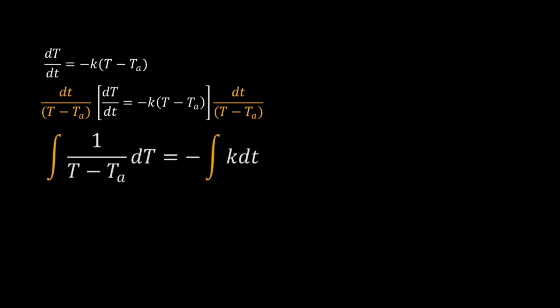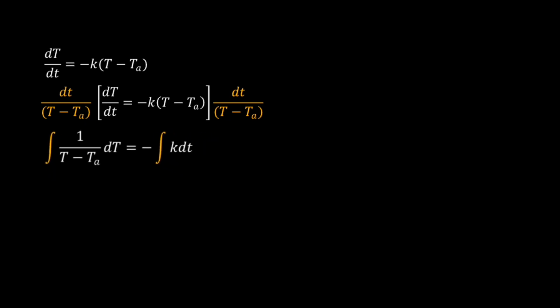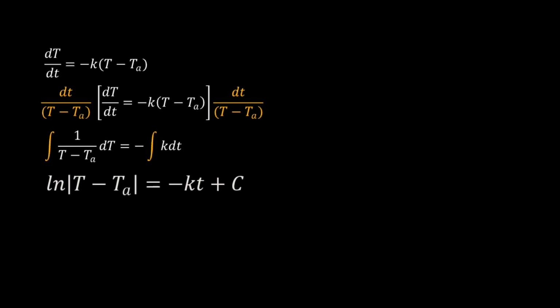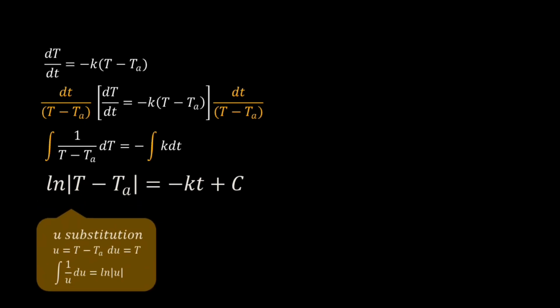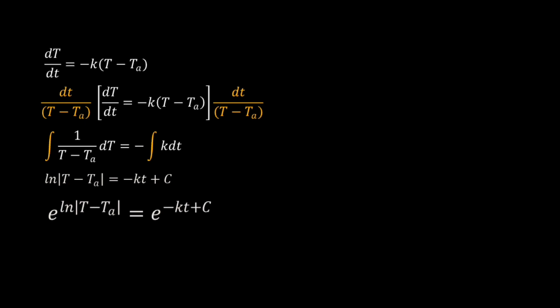Now I can integrate both sides, and the integral of this is going to be the natural logarithm of the absolute value of what we have in the denominator. You can do u substitution if you want. If we said u is equal to T minus T sub a, then du is going to be 1 dT. So you could say the integral of 1 over u du, and so it would be the natural logarithm of the absolute value of u. And this right over here is u. So this is the natural logarithm of the absolute value of T minus T sub a is equal to negative kt plus c.